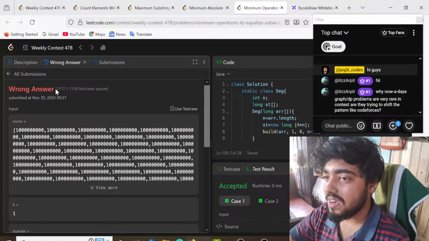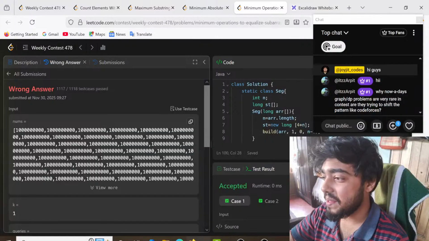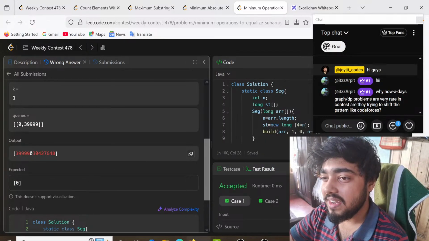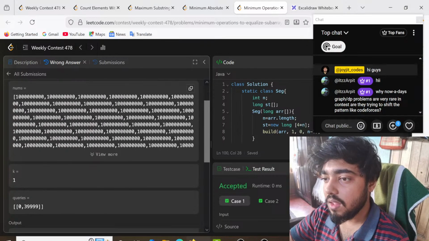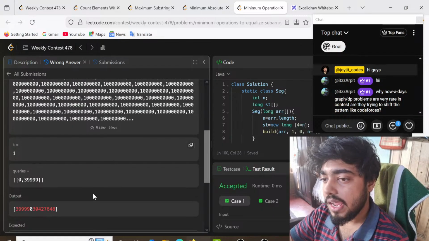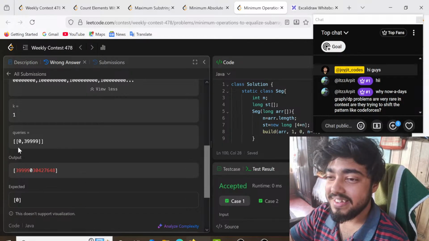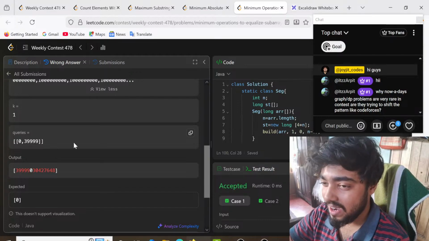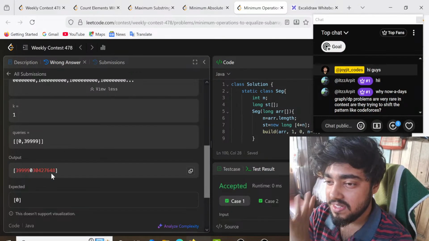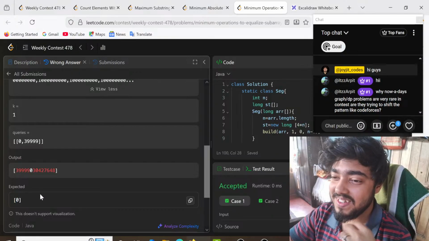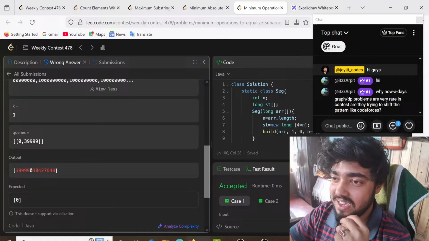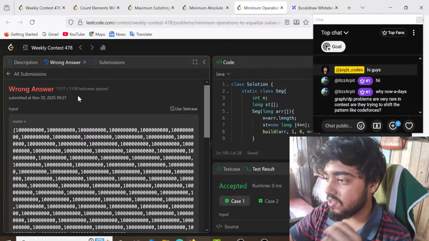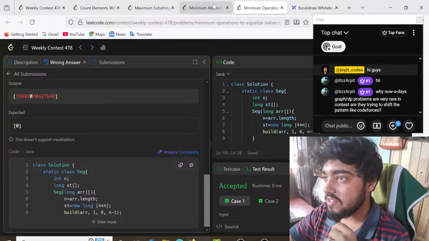Okay, see, this is the test case where it failed. Expected 0, my output gave this. You get it? All the elements were the same, but I made a long and int mistake, so it became such a big number, but it was expected 0. So this is the case that failed. The last case failed. That was the long int case. This was during the contest.